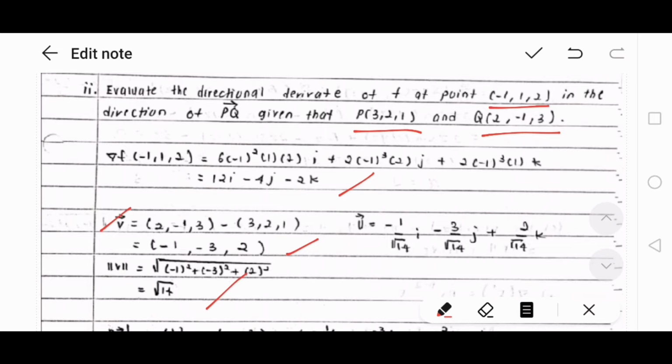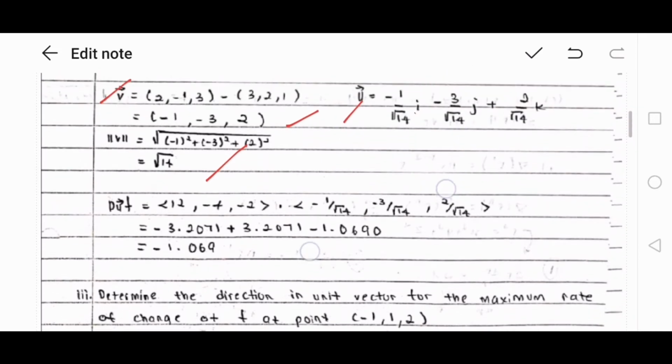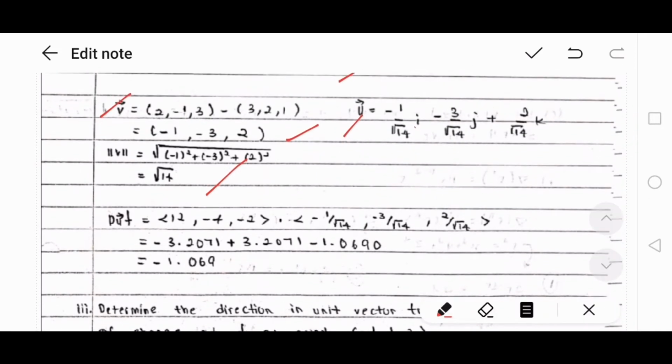Then we find the magnitude of v, and we get square root of 14. Then we find unit vector u, and we get negative 1 over square root 14 i minus 3 over square root 14 j plus 2 over square root 14 k. Then the directional derivative is equal to negative 1.069.